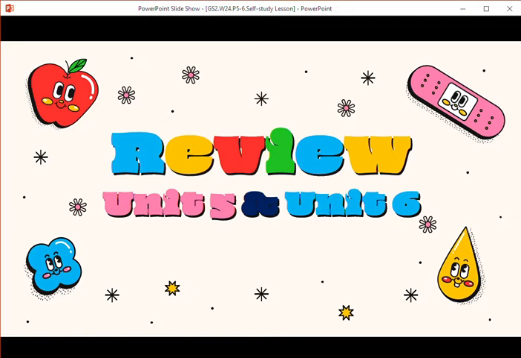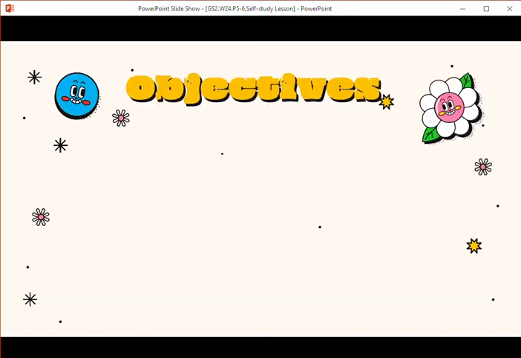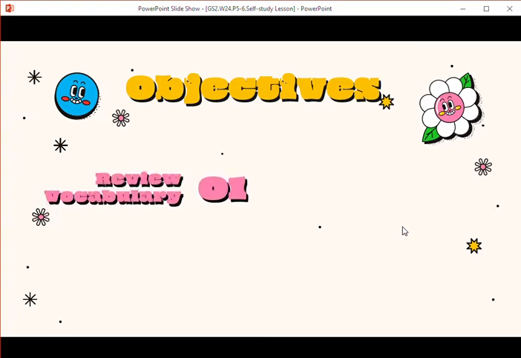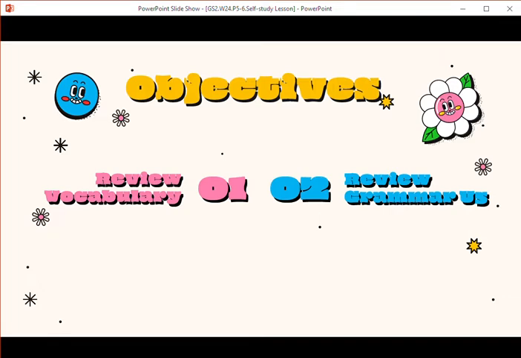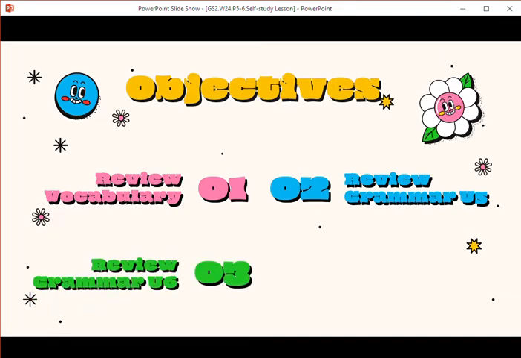In the lesson today, we are going to review Unit 5 and Unit 6. The objectives of the lesson today are: Number 1, review vocabulary. Number 2, review grammar of Unit 5. Number 3, review grammar of Unit 6. And finally, we are going to practice a practice test on LMS.